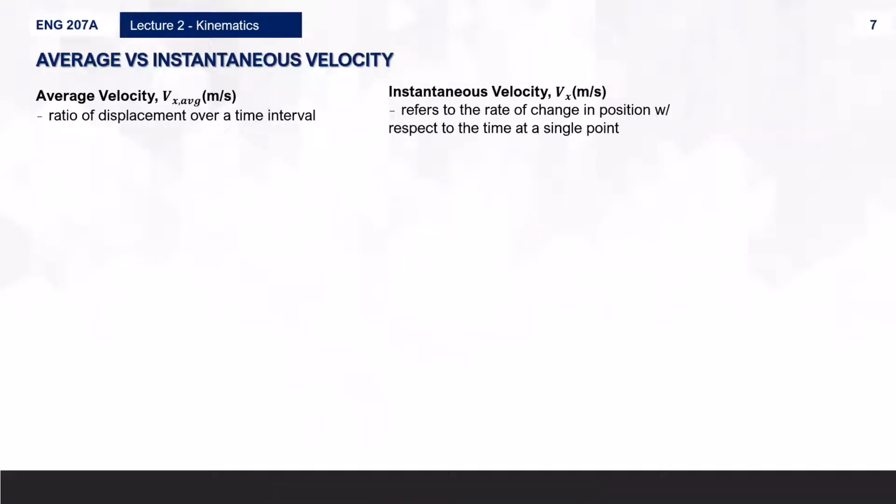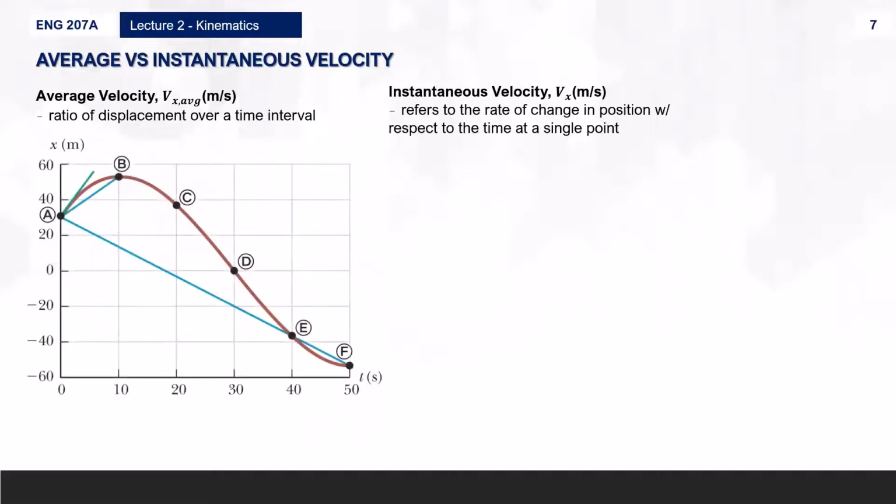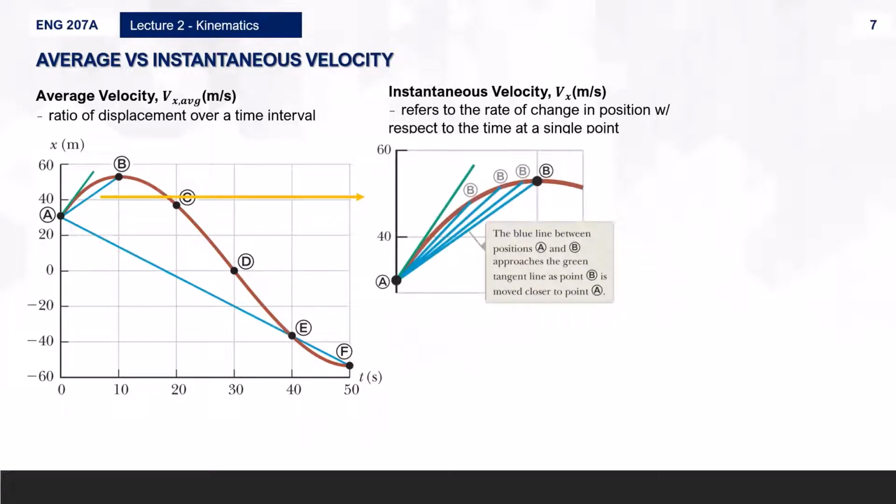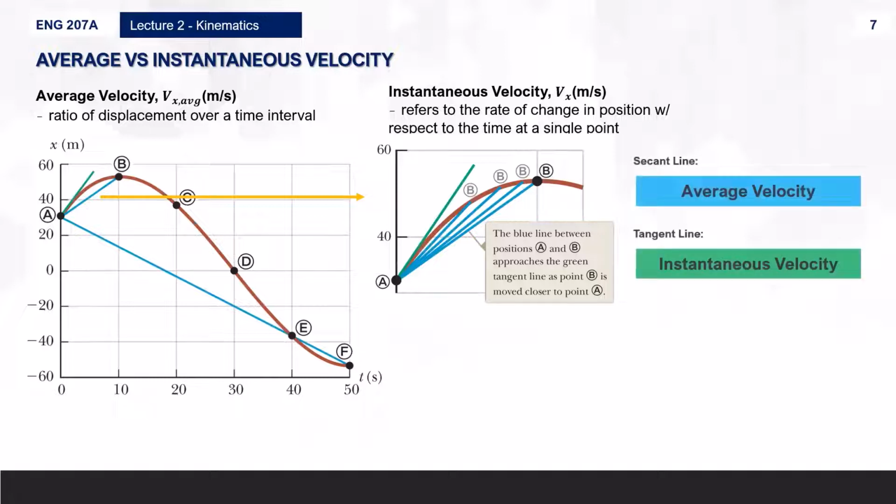As we mentioned earlier, the average velocity is simply the ratio of displacement over time interval, or the rate of change of position per unit time interval. Instantaneous velocity, however, is different. You can think of it as speed at a particular moment in time in a given direction. It refers to the velocity at a particular moment in time. The second line represents the average velocity, while the green line represents the tangent of the line for instantaneous velocity.